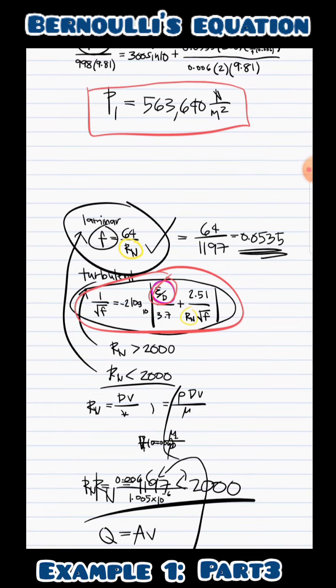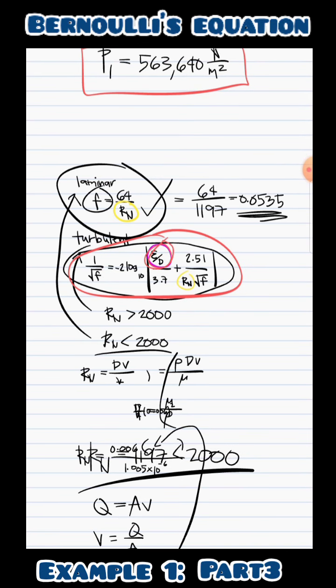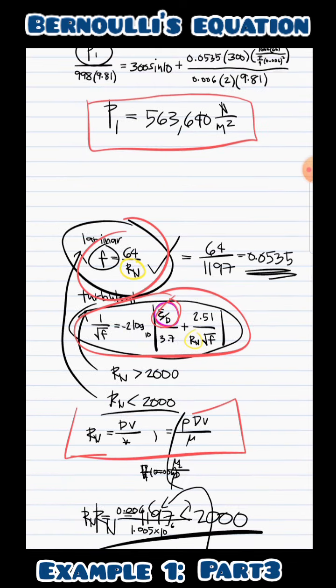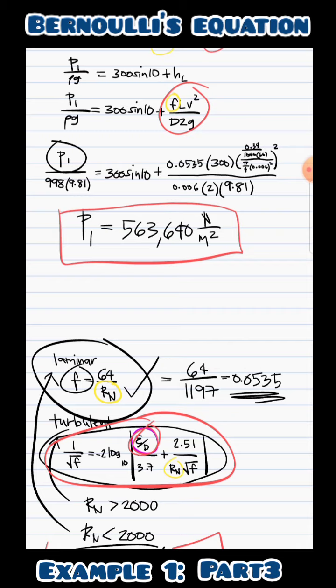And if we find the Reynolds number based on the diameter, velocity, and viscosity of the fluid, we can now solve for F. And if we know F, we just go back to our main equation and solve for what we want to know. That's it for this video, guys.